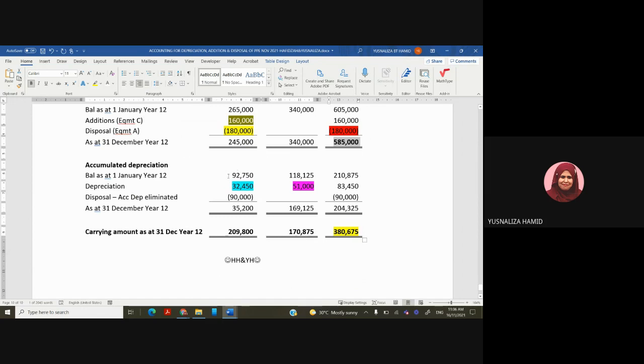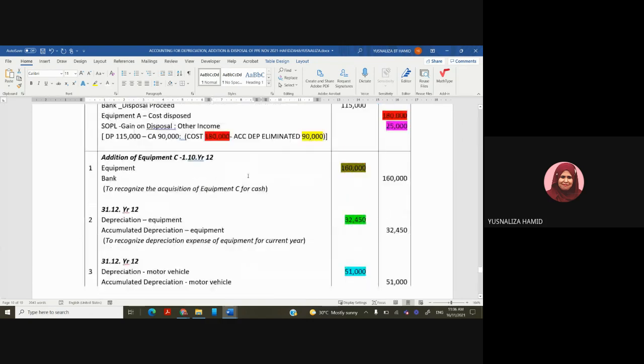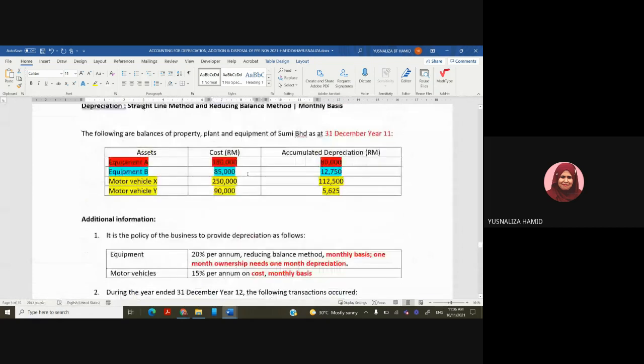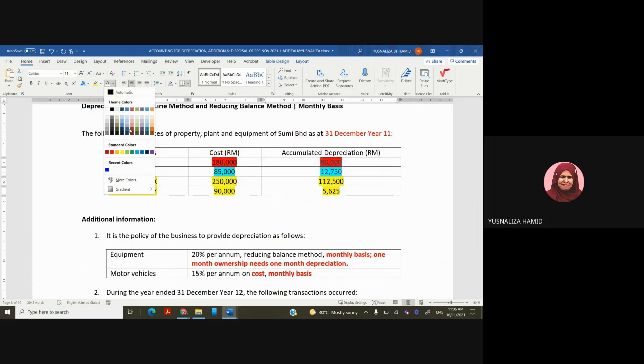And now we go on to the accumulated depreciation. The balance that we have here is from the question itself, 92,750. Where do we get this? You must ask that to yourself. That one is from the question itself, where this is actually the one here. 80 plus 12,750. I will color differently now. I use orange, and I use some different color here.